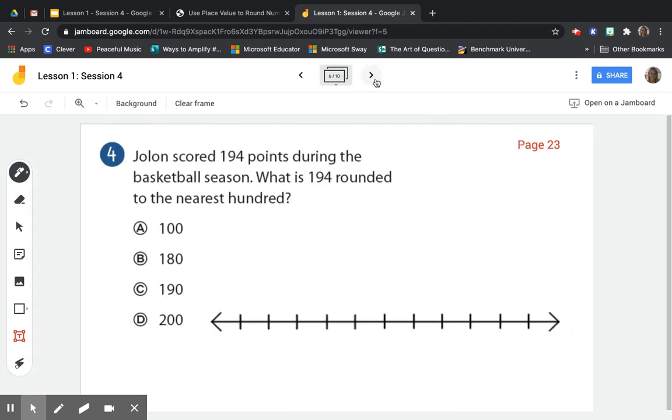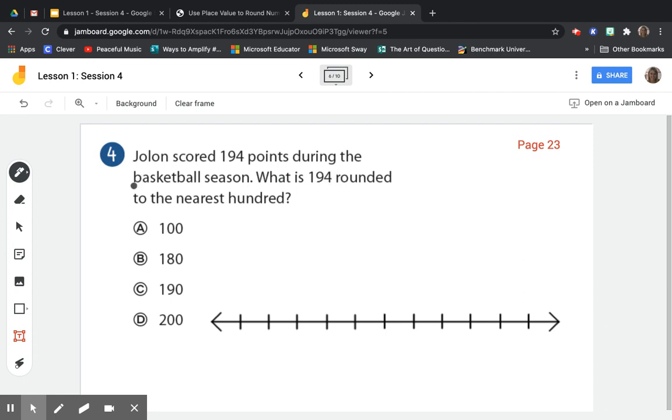Okay, moving on to another multiple choice. So we're looking at different answer choices. Don't get confused. We have to read the problem. Number 4, Yolan scored 194 points during the basketball season. What is 194 rounded to the nearest 100? Okay, and I apologize, I think that might be Yolan.